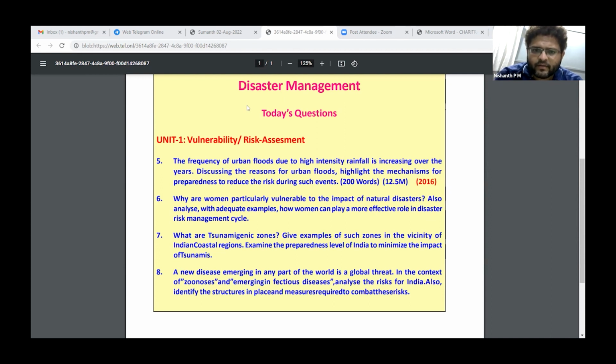That is a cultural issue. Similarly, during flood. So basically, the patriarchal mindset of the society, which is making women vulnerable in the society, is again making women vulnerable to the natural disasters also.